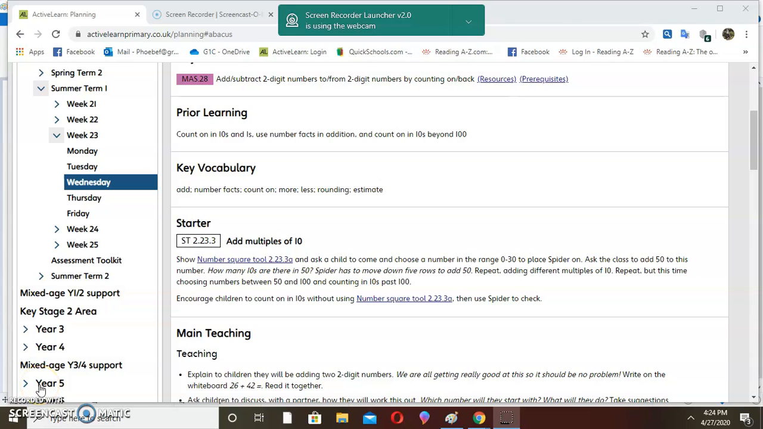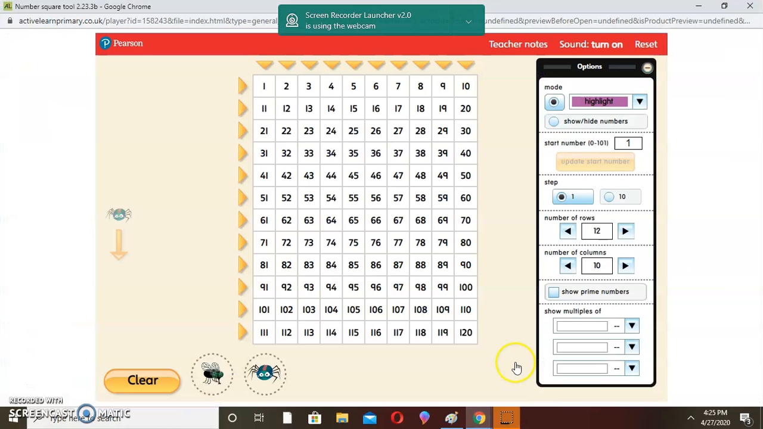Today we are going to look at adding two-digit numbers in a 100 square. Our plan is to count on in tens and work fraction, and count on in tens beyond 100. Your key vocabulary should be number, fraction, more, less, rounding, netting. Now we have our 100 square.